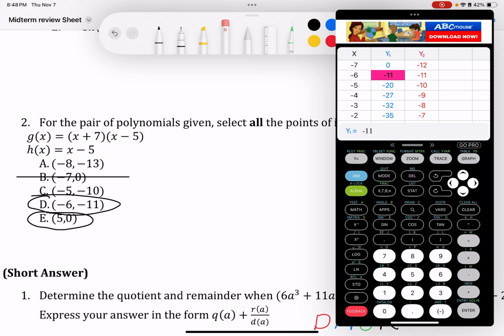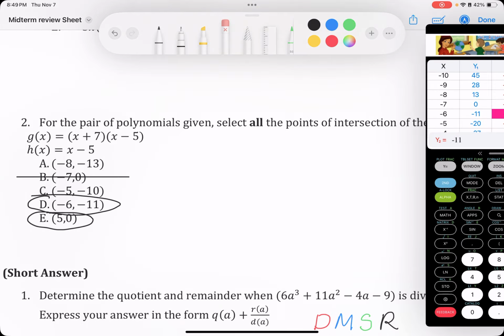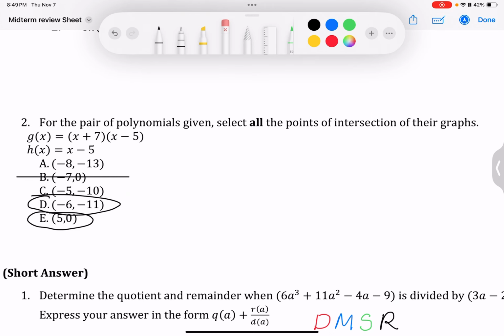So by using the y equals function in your calculator and by looking at the table, you're trying to find at which values of x the y's are equal to each other. And there you go. At 5, 0, and at -6, -11. That is it for this video. Or so we thought.